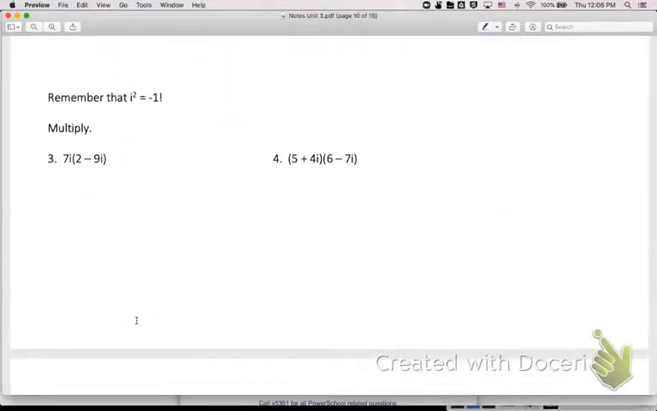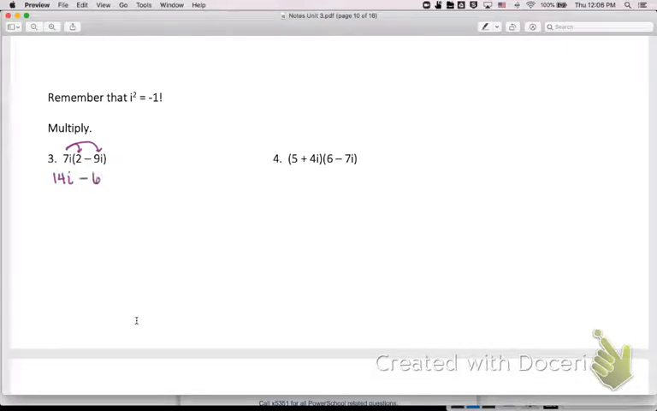Multiplying gets a little bit trickier because we have to remember the fact that i squared is equal to -1. When we multiply i times i, we have to change the power. That's helpful because in some cases it's going to get rid of the imaginary piece. So for number 3, we just want to distribute here, 7i times 2 and 7i times -9i.